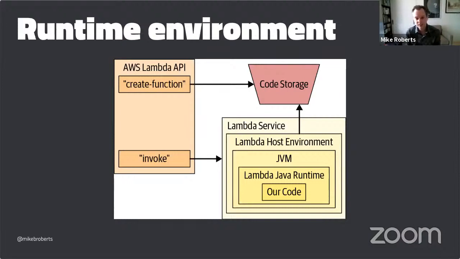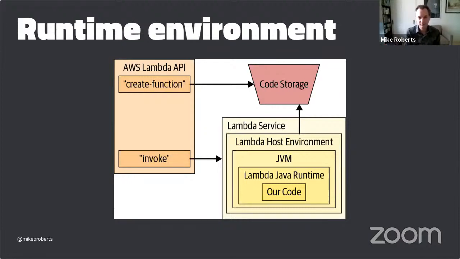When a function is going to be invoked, a whole bunch of things then happen. So Lambda will create a host environment, and that's a Linux environment. Within that, if we're using a Java Lambda, it will instantiate a JVM, Java Virtual Machine. It will then instantiate the Lambda Java runtime, which is effectively Amazon's custom application server. And then that part will instantiate our code, and eventually call the handler method that I showed you on the last slide. So that's a little bit of the runtime environment of Lambda.